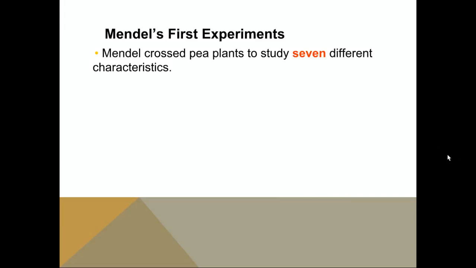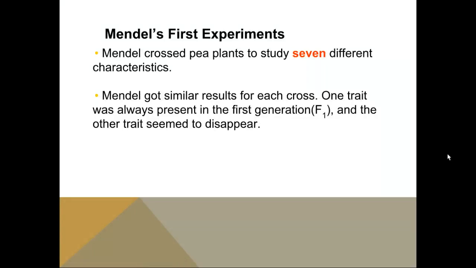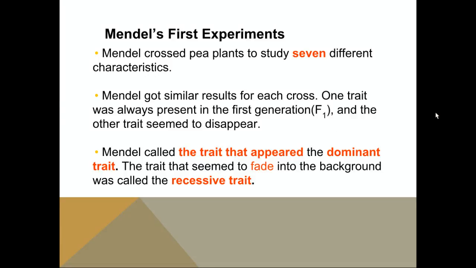Mendel crossed pea plants to study 7 different characteristics, and Mendel got similar results for each cross. One trait was always present in the first generation, which we refer to as the first filial, or we use a capital F with a subscript of 1, and the other traits seemed to disappear. Mendel called the trait that appeared the dominant trait, and the trait that seemed to fade into the background was called the recessive trait. So the one that appeared is the dominant trait in this first generation. The one that faded into the background was called the recessive trait.